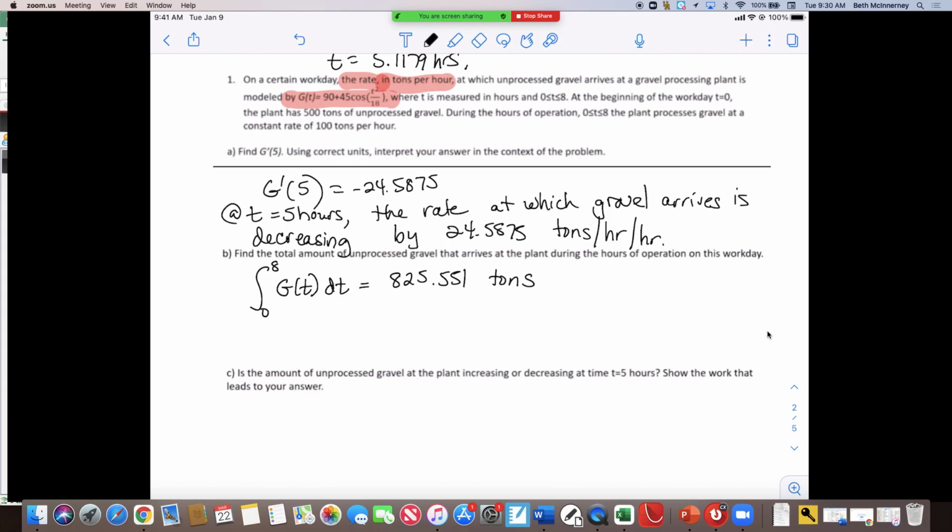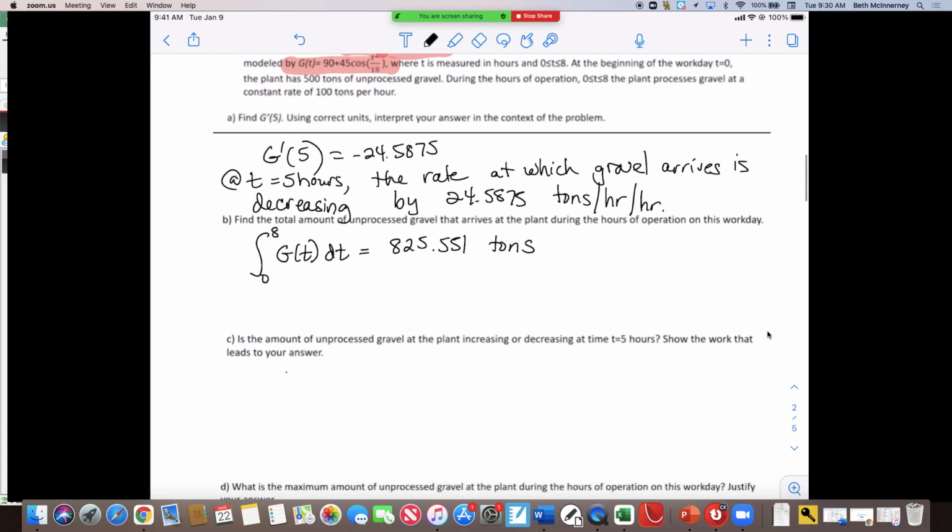Part C. Is the amount of unprocessed gravel at the plant increasing or decreasing at time t equals 5 hours? Well, let's go figure out G of 5. Well, we have G of t, so you would go pop that in. Because that's a cosine, make sure your mode is radians. You'll be in radian mode on the AP exam. So I got 98.140, and that's tons per hour.